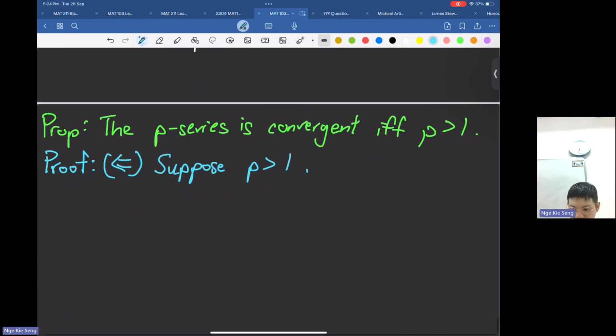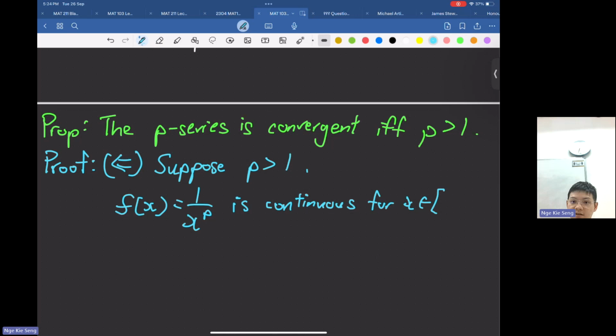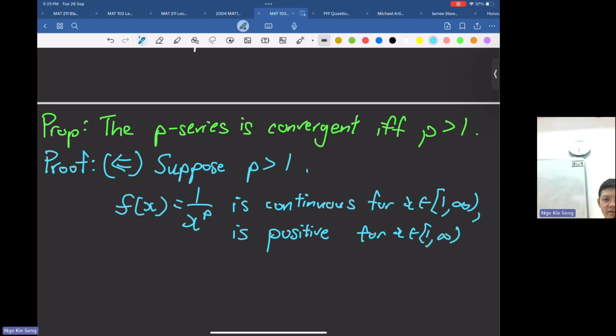In this case, we want to show that the P series converges. In other words, we want to look at f(x) equals 1 over x to the power p. Is this continuous from 1 to infinity? Yes, because it's a composite of continuous functions. Is this positive or not? Positive, right? Because you just take a power of a positive number from 1 to infinity.